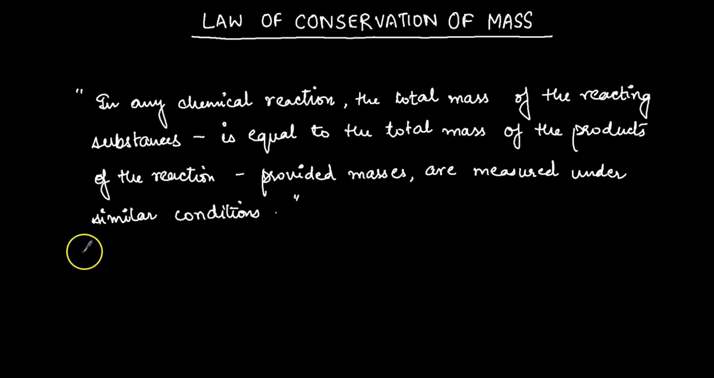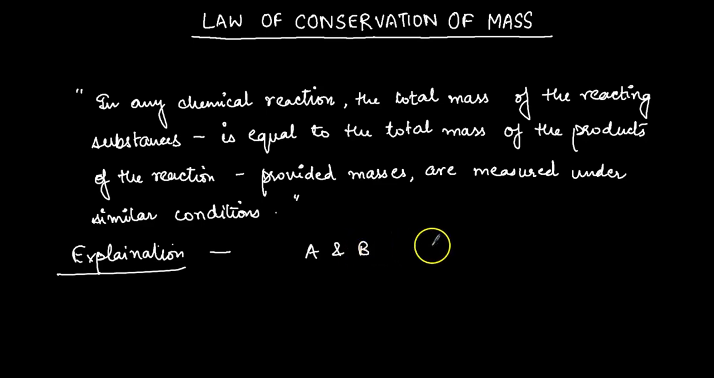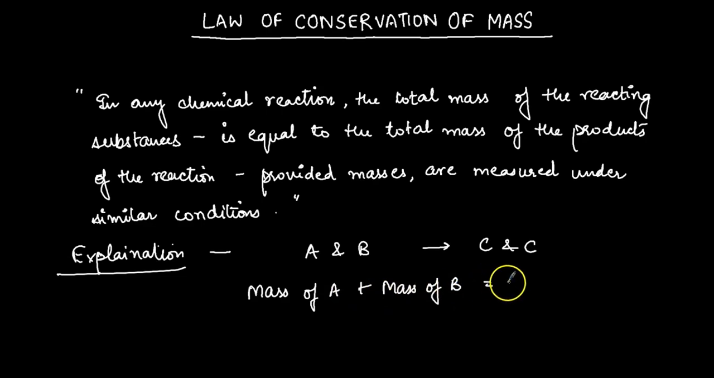Okay, for example, if I explain the above statement, if A and B react to form C and D, then according to the law of conservation of mass, mass of A plus mass of B is equal to mass of C plus mass of D.